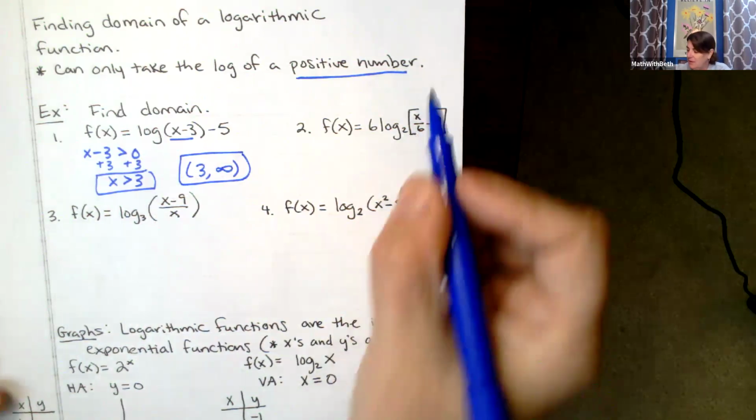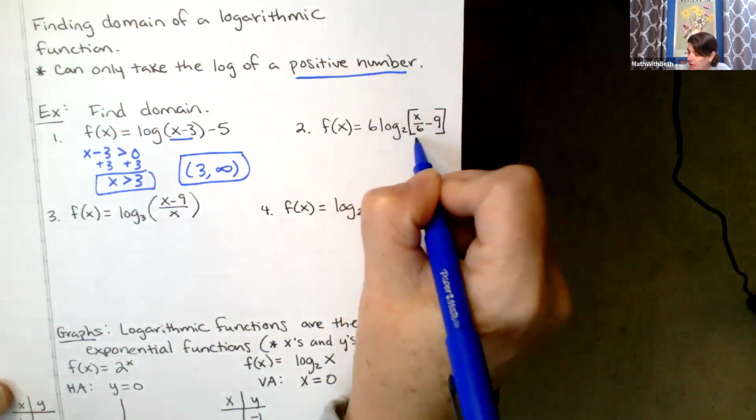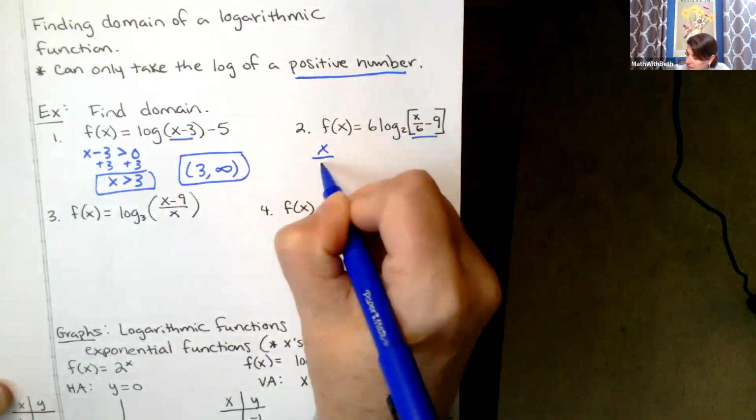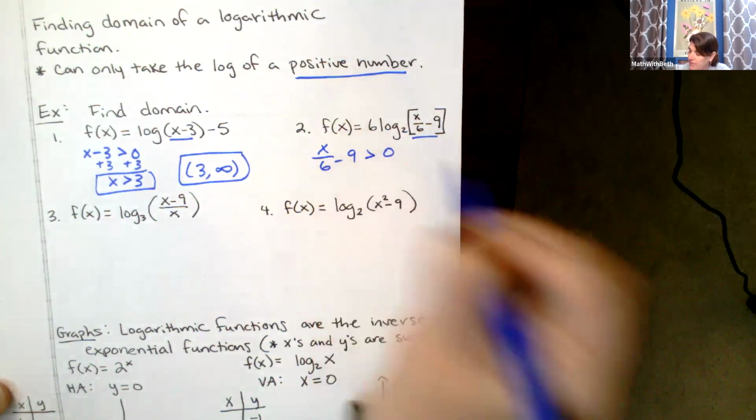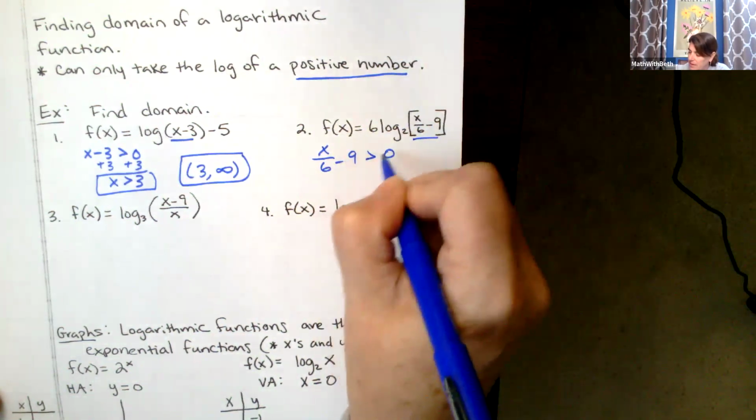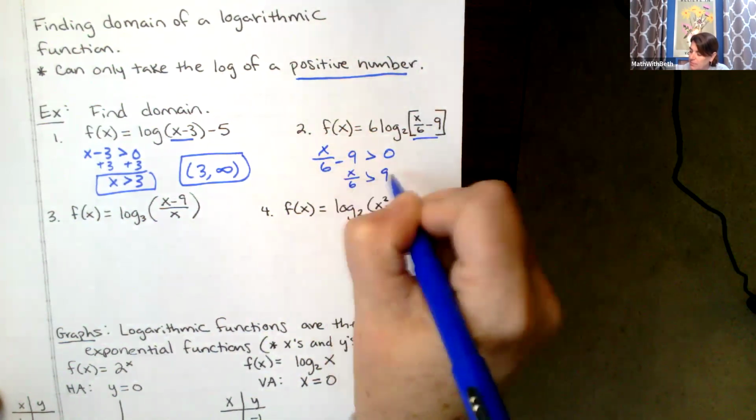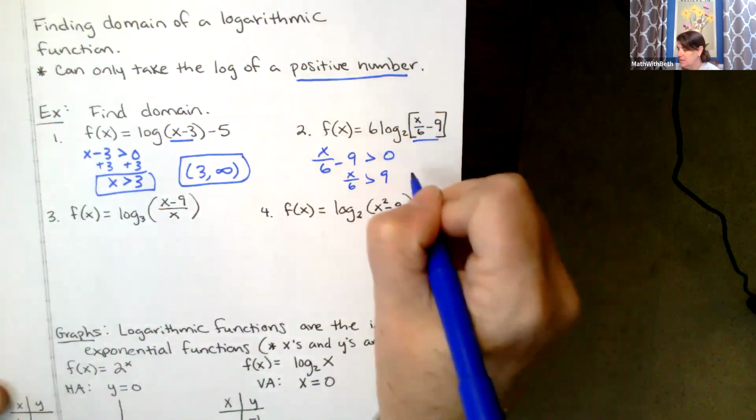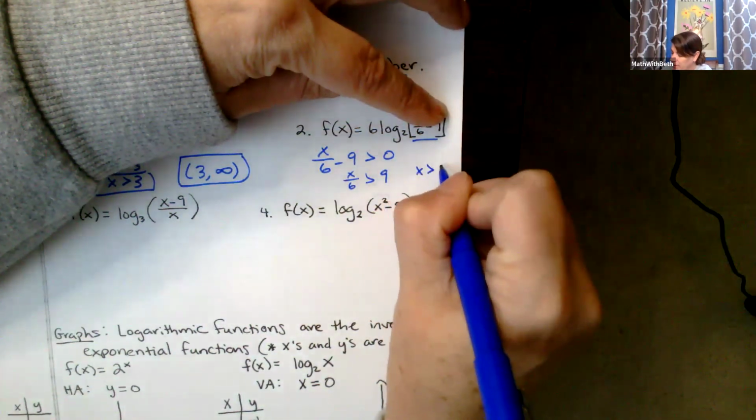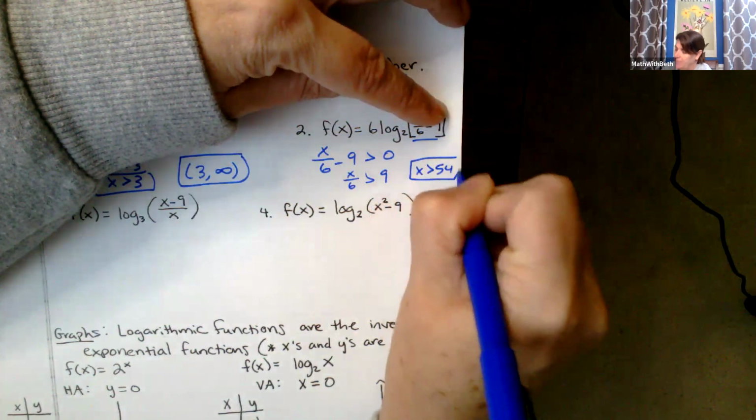Okay, so number 2, same idea. The second I hear domain with log, I'm taking this part and saying it must be greater than 0. In this case, I would add the 9, but then multiply by 6. So x would need to be greater than 54.